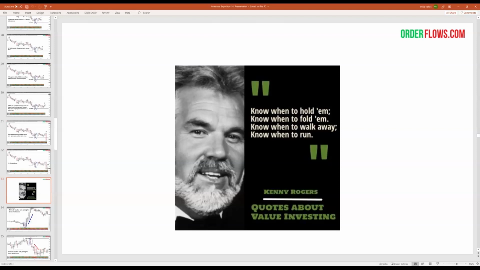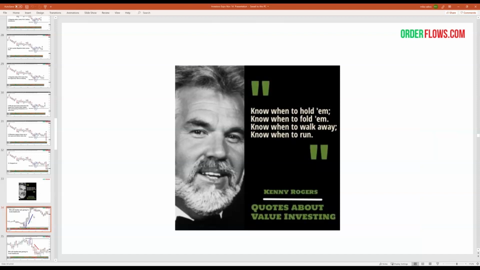Kenny Rogers had the great song "The Gambler," and I don't like to use gambling analogies in trading, but this is actually more of a life analogy. You've got to know when to hold them, know when to fold them, know when to walk away, know when to run. Whether it's trading, whether it's playing cards, or whether it's dating somebody, you've got to realize when things are not working out.